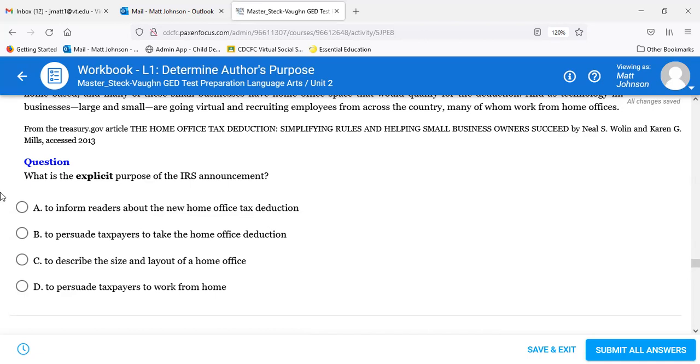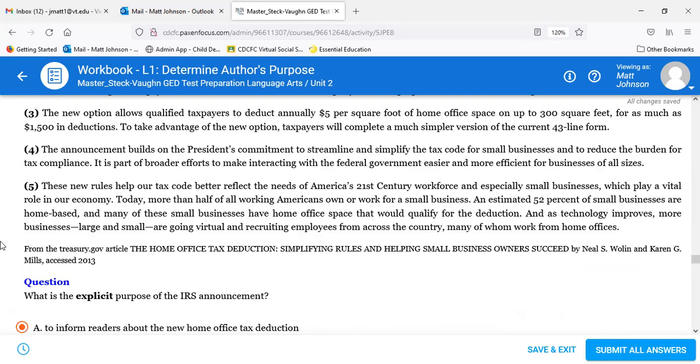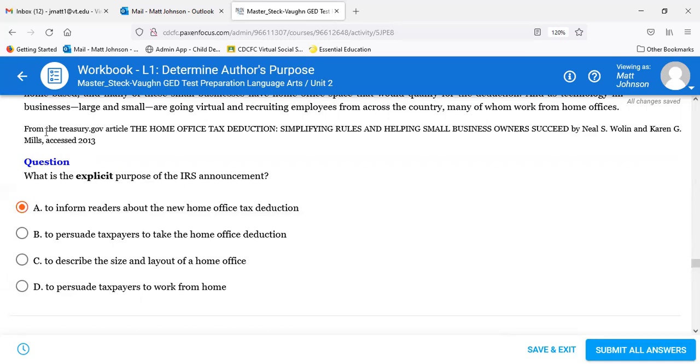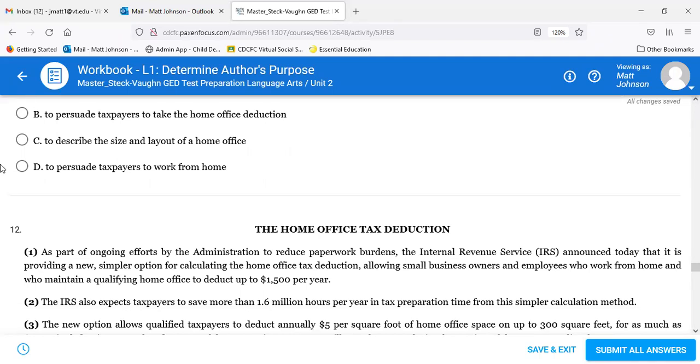A or B? Yeah, it's largely to inform readers about the new home office tax deduction, right? It goes through some of the details there, how that's going to change. And it's from the Treasury.gov, right? So that's the Department of the Treasury, a reliable source of information, particularly when it comes to new tax rules and things like that, because that is their business.